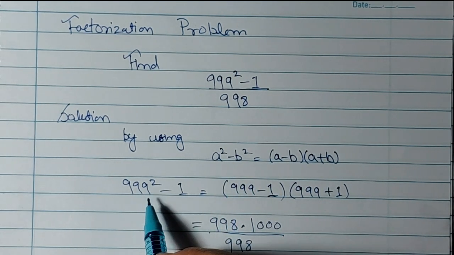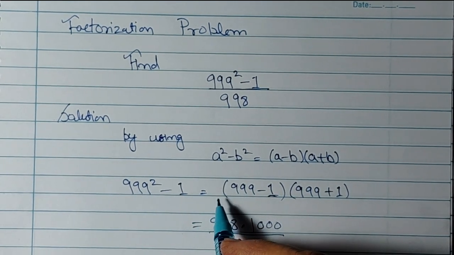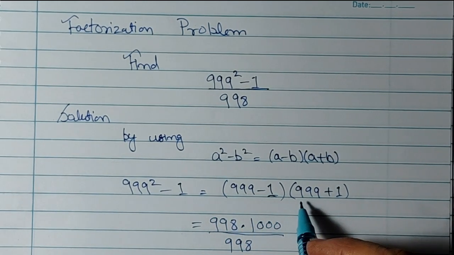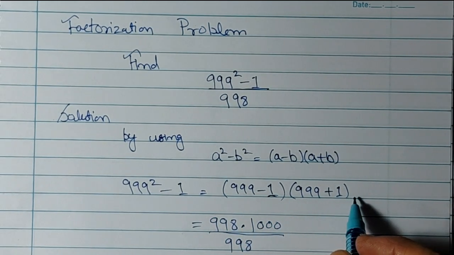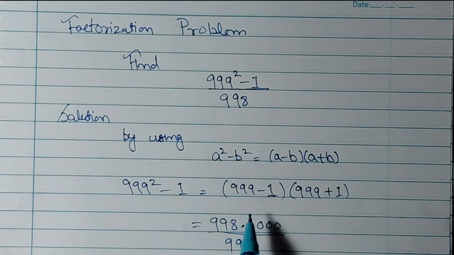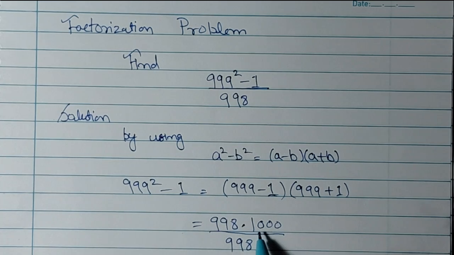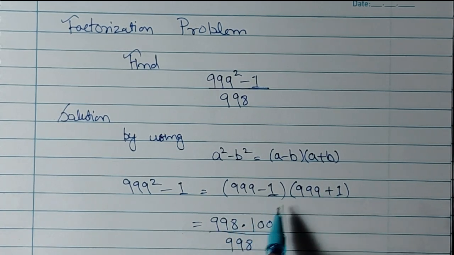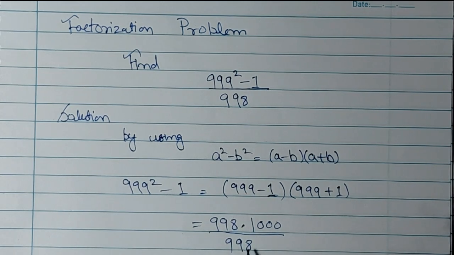So 999² − 1 can be written as (999 − 1)(999 + 1). After subtracting 1, we get 998, and 999 + 1 will be 1000. So it becomes 998 × 1000 over 998.